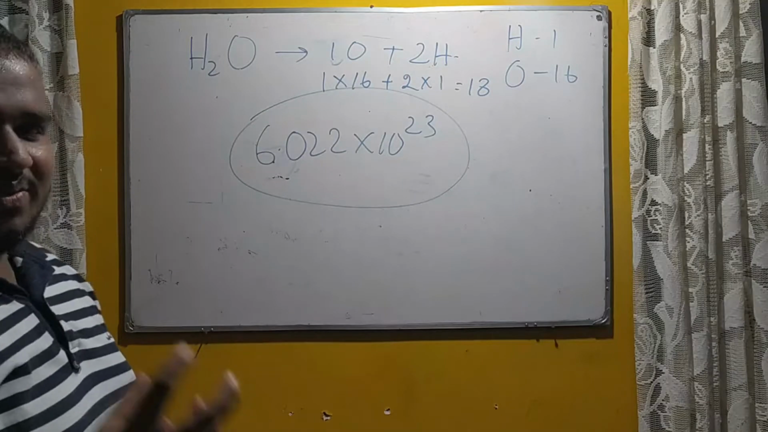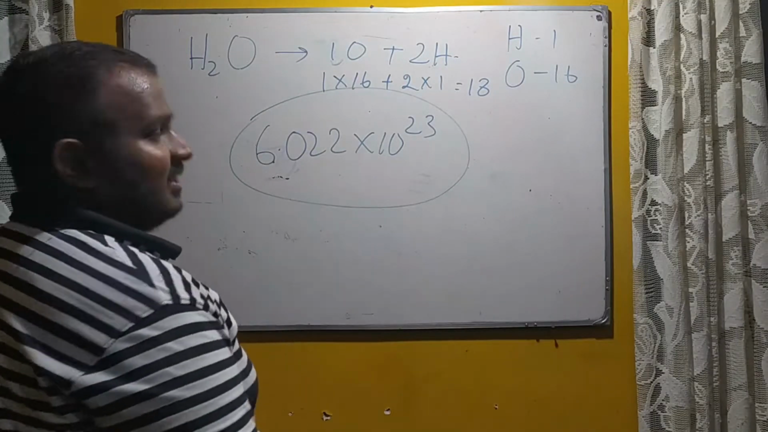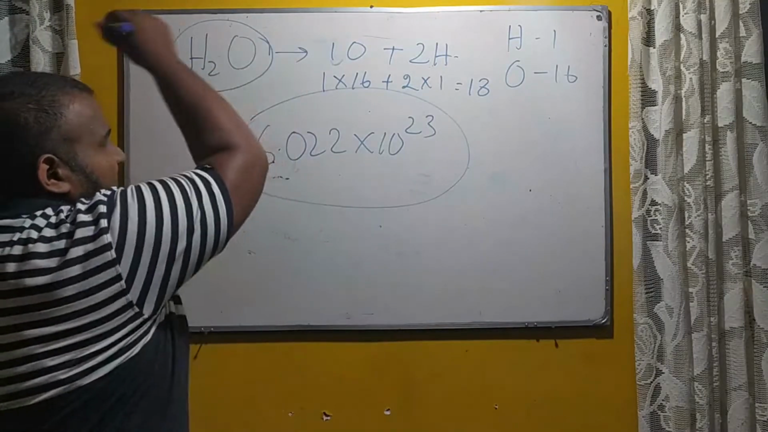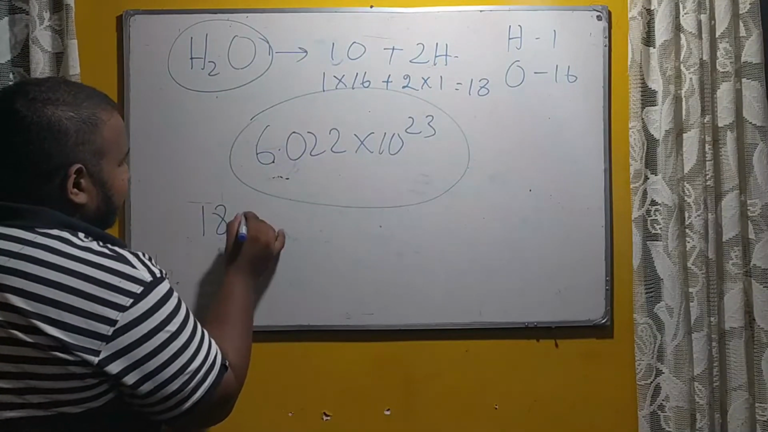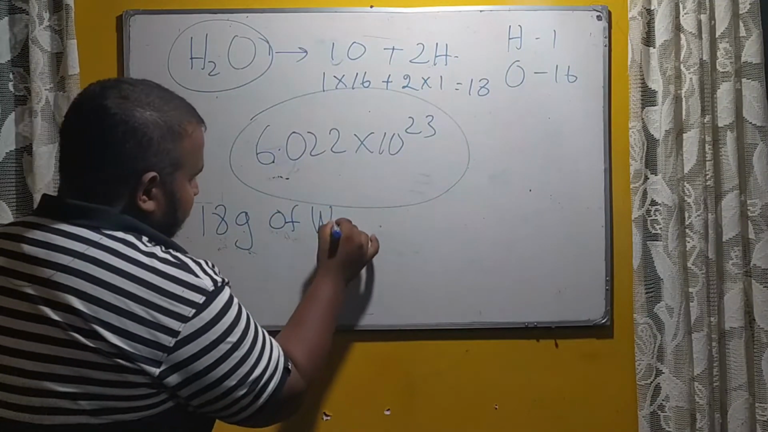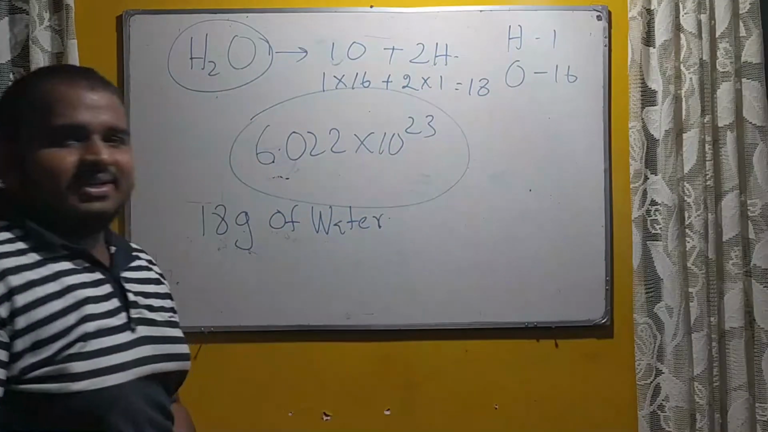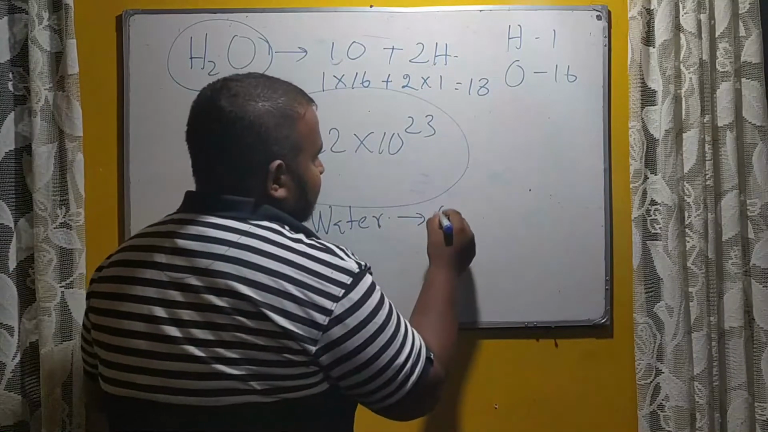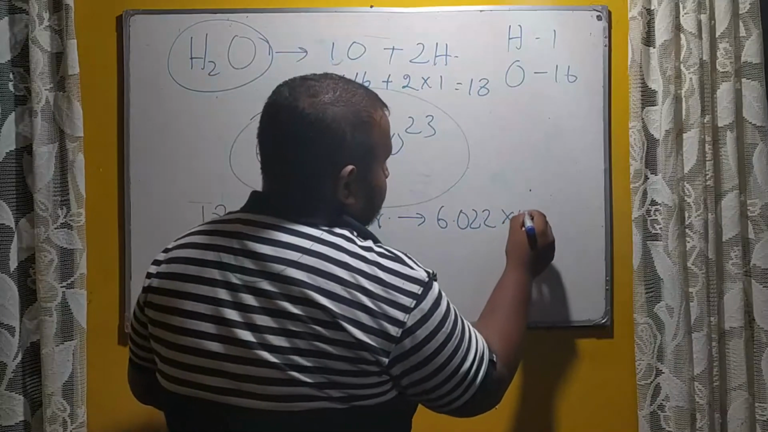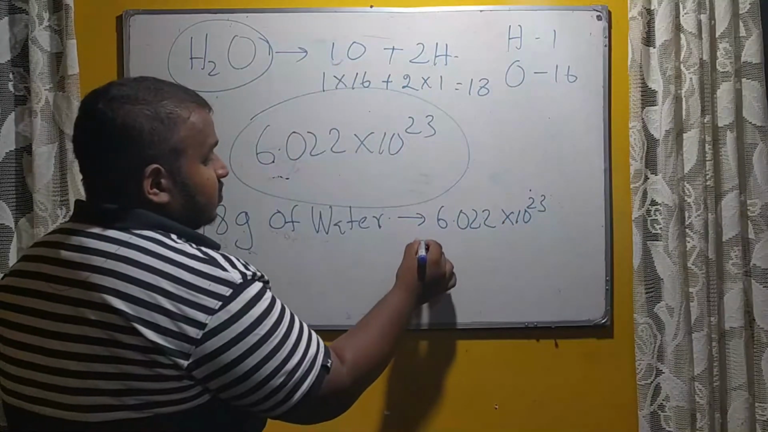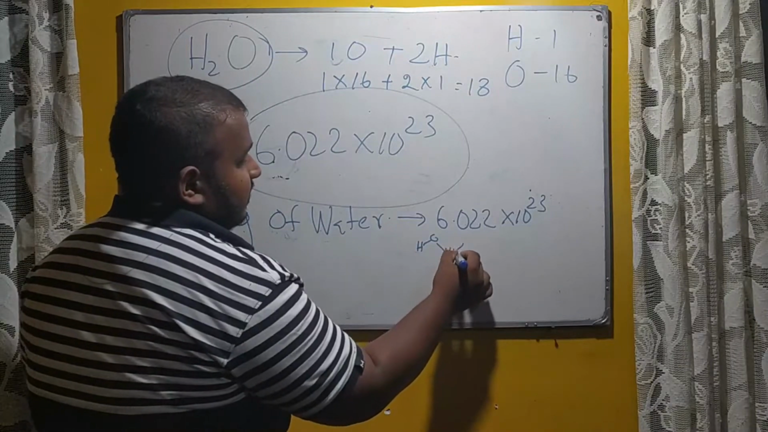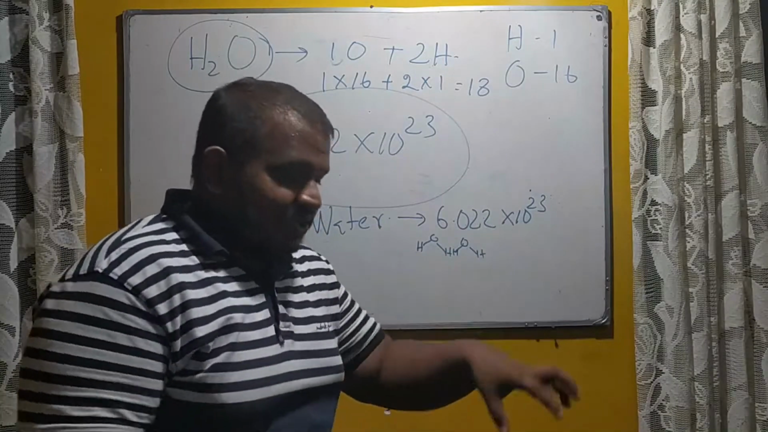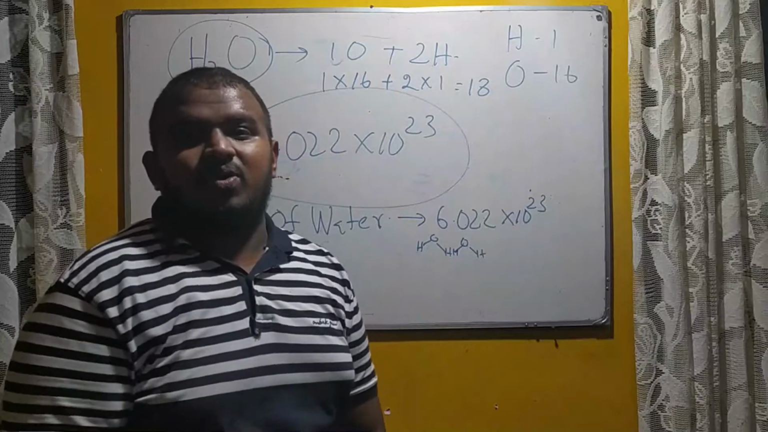Now we are coming to one of the confusing parts in this unit. Same case. If you take 18 grams of water, there will be 6.022 into 10 to the power of 23 water molecules. H2O, H2O, H2O. There will be 6.022 into 10 to the power of 23 water molecules.